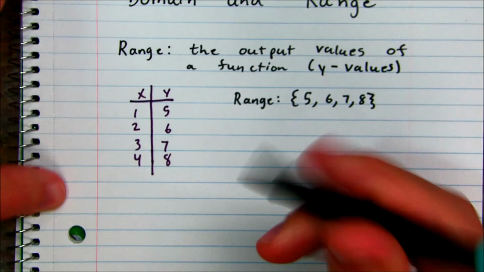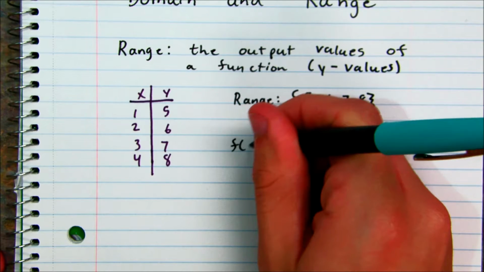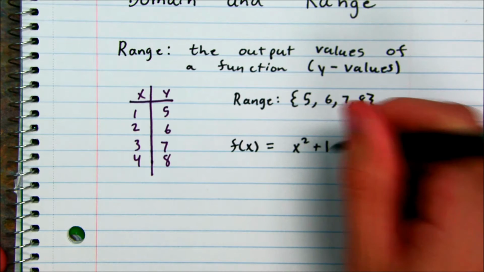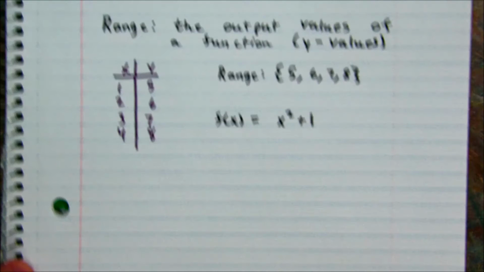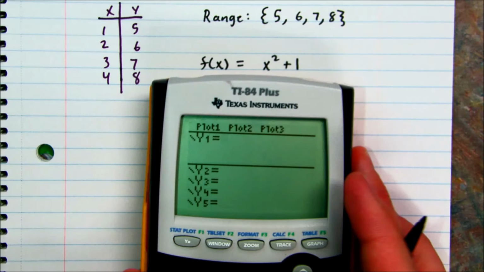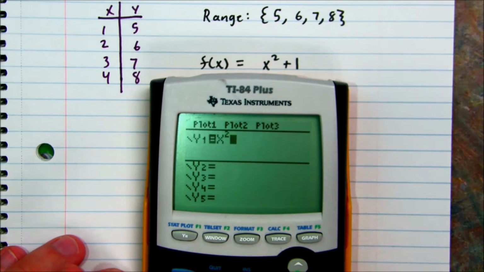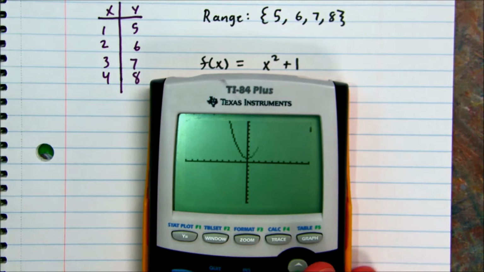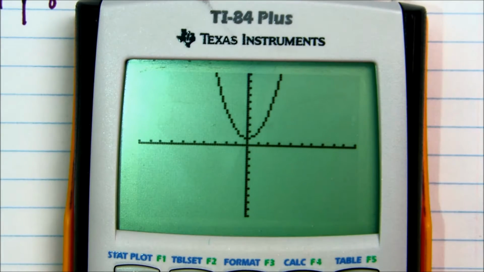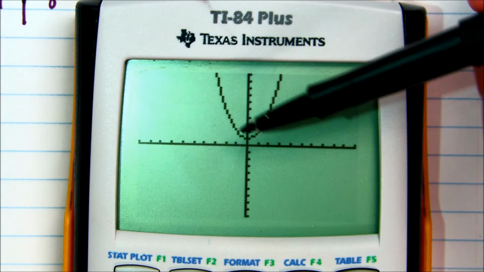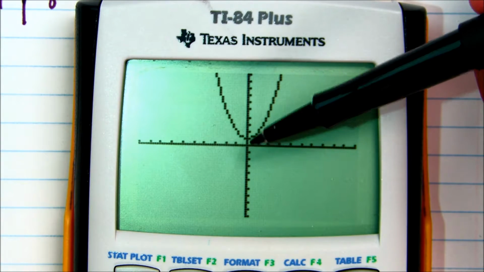Let's define f of x is, we'll keep it simple, x squared plus 1. So I'm going to find the range using a graphing calculator. So in my graphing calculator, I'm going to go ahead and just type my equation, x squared plus 1, and hit graph. Now this is what the graph of my function looks like. X squared plus 1 is a parabola. It opens up, and it has a vertex at (0, 1).